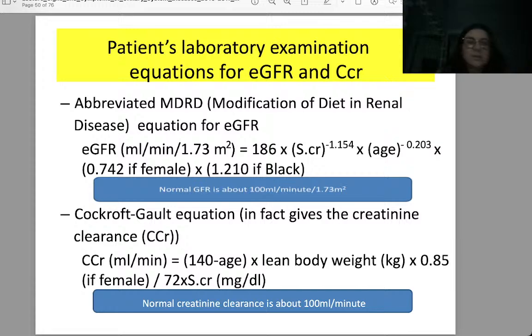And formulas, how to check estimated GFR and creatinine clearance. For estimated GFR, we use MDRD, modified diet in renal disease, and you see the first formula of it. And for creatinine clearance, we most often use the Cockcroft-Gault equation. You see the second formula for it. Both of them are quite specific and give us information about the kidneys' filtration function.